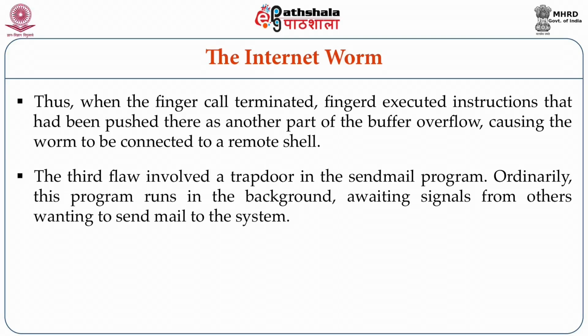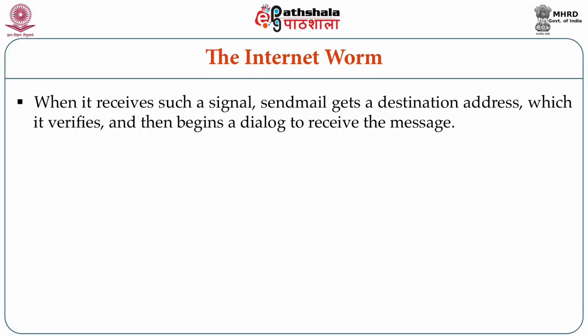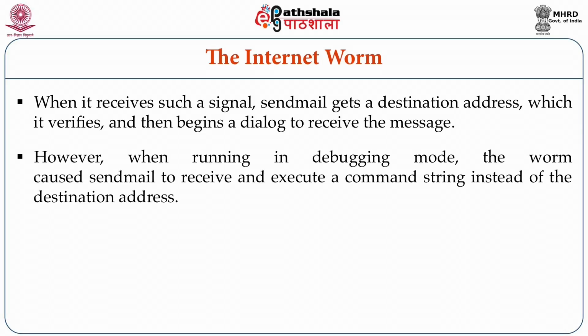The third flaw involved a trapdoor in the sendmail program. The program runs in the background awaiting signals from others wanting to send mail to the system. When it received such a signal, sendmail got a destination address, verified it, and then began a dialog to receive the message. When running in debugging mode, the worm caused sendmail to receive and execute a command string instead of the destination address.